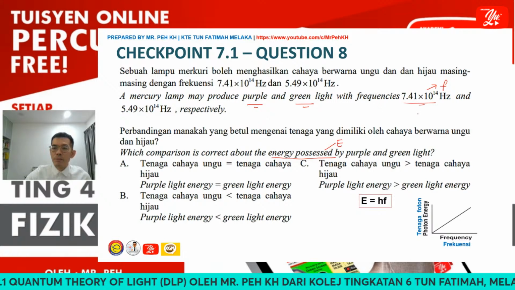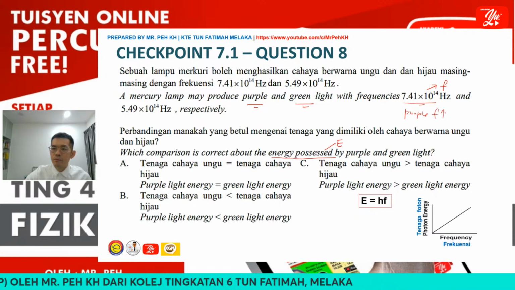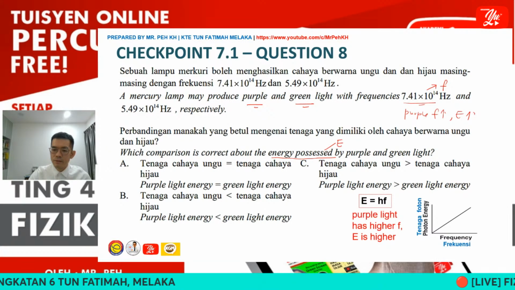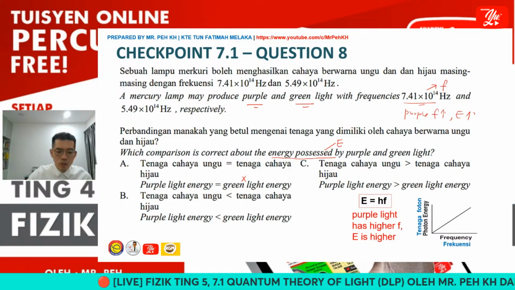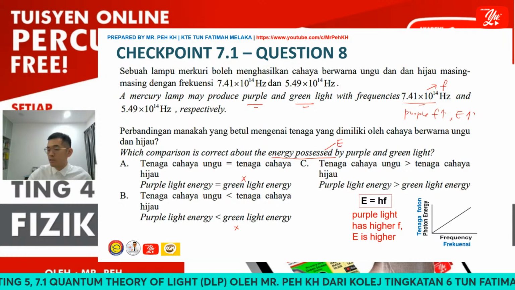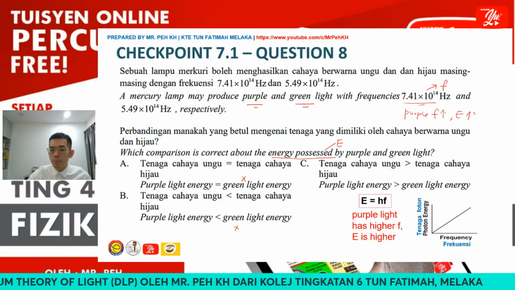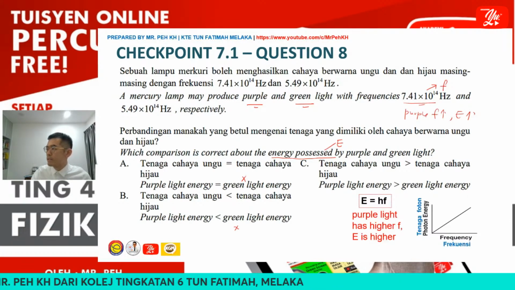Here, the purple light has higher frequency, so the E will be higher. Option A, purple light energy equal to green, will be wrong. Option B, purple light energy is smaller than green, is also wrong. So the answer here is very sure that it should be purple light energy is greater than green light. The answer here is very clear, which will be C.